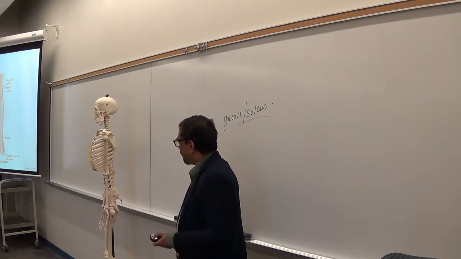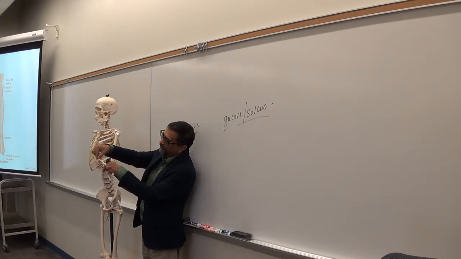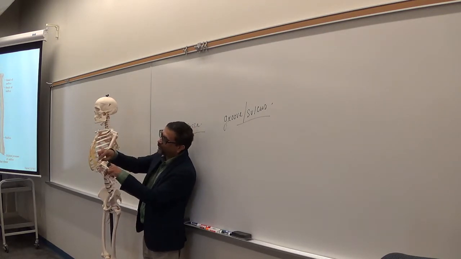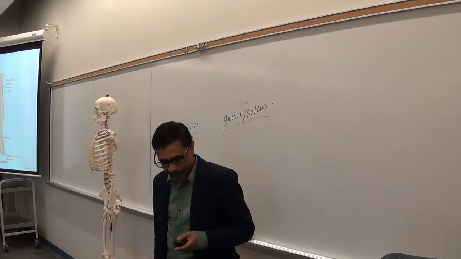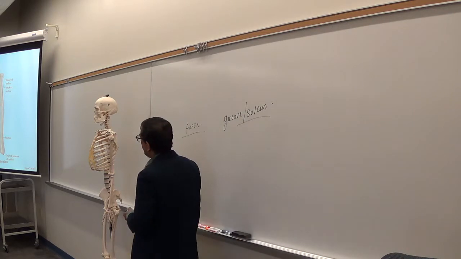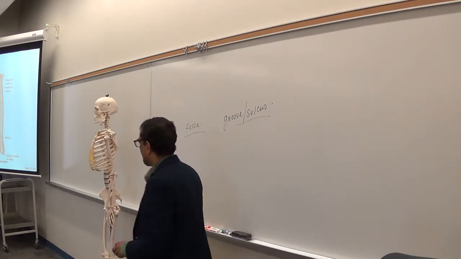Then, if you go to the lower end of the radius, this part of the lower end is extended a little bit beyond the lower end. That extended part is called the styloid process. So this is the styloid process of the radius. All these are very important for your lab too. See the picture. Now we'll see the ulna, the upper end of the ulna. Let me get the bone.